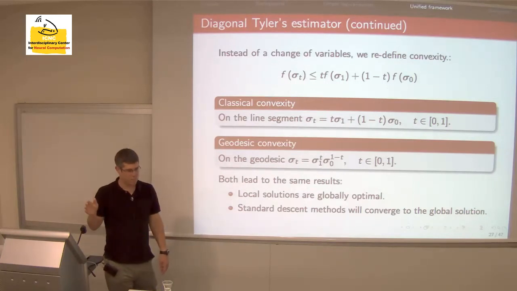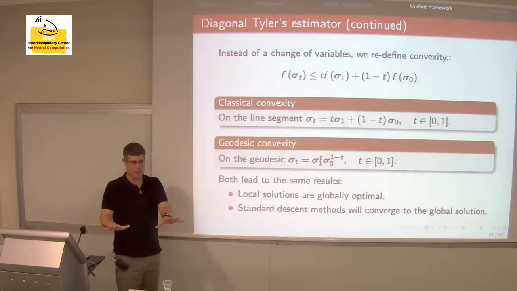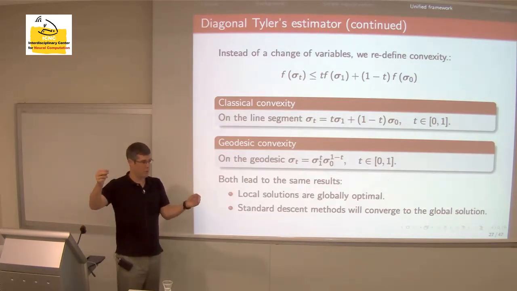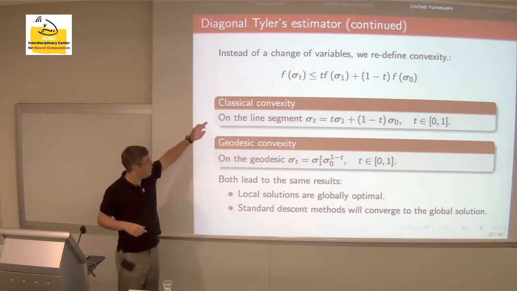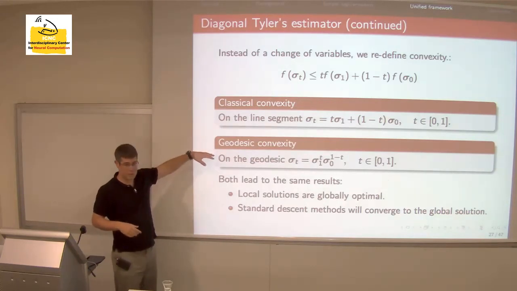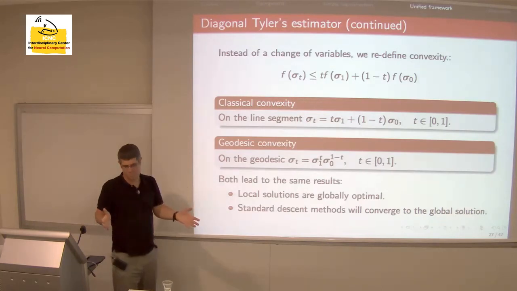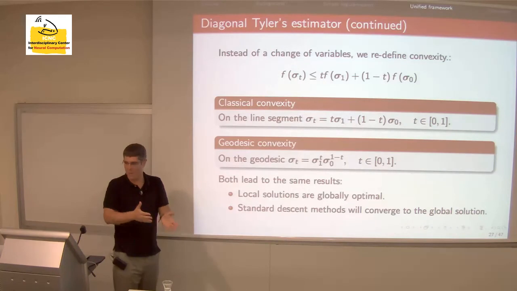I call it a geodesic. It has something to do with shortest path, but it doesn't matter for now. The important thing is it's not the line between 2 points, it's another path, which is still parameterized by t. And on this path, you are convex. Now, classical convexity and geodesic convexity, or any path convexity, give you almost the important stuff the same. Local minima are global, and any descent algorithm will do.